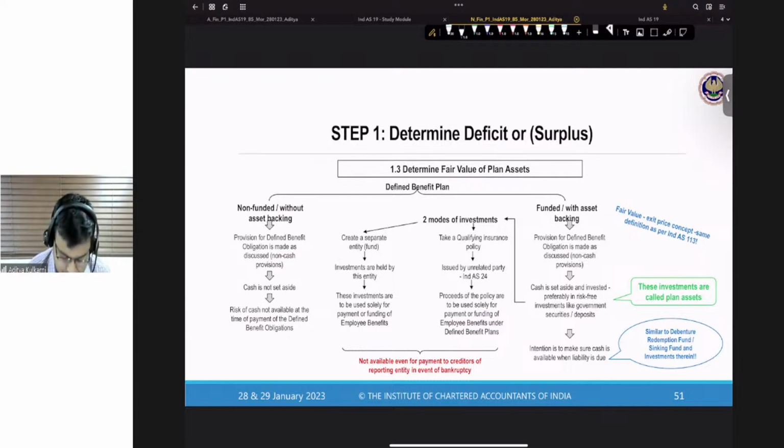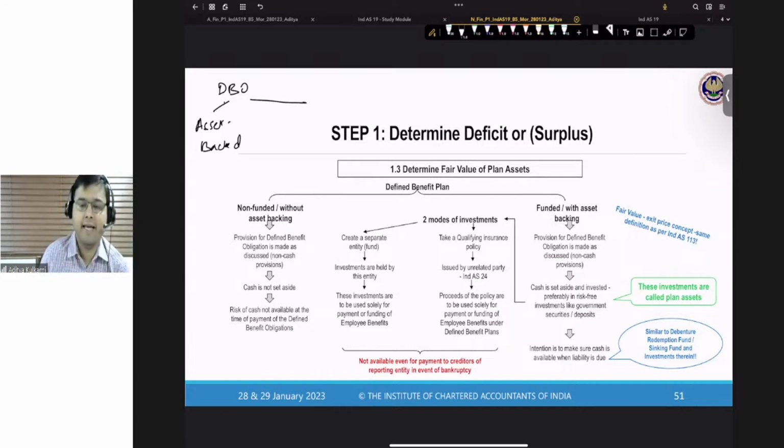Now there are cases where your defined benefit obligation, DBO, which we have discussed so far, can be categorized into 2 types. It is backed by an asset. So asset backed.